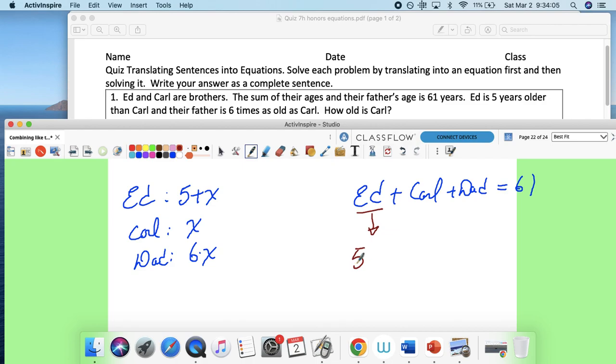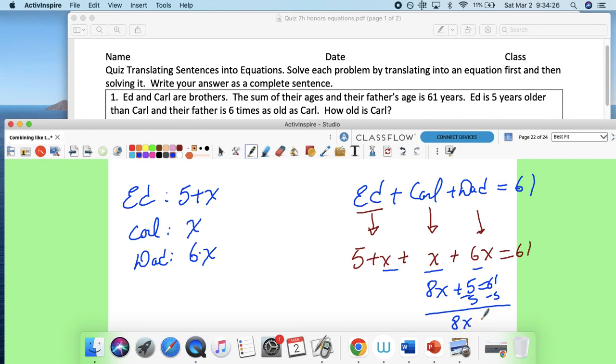Now, let's take it over here and replace. Ed is now 5 plus x. Carl is now x. And dad is 6x. Equals 61. Now comes the easy part. x plus 6x is 8x, and then plus 5 equals 61. Subtract 5 from both sides. 8x equals 56. We're going to divide both sides by 8. Divide by 8, divide by 8, x equals 7.